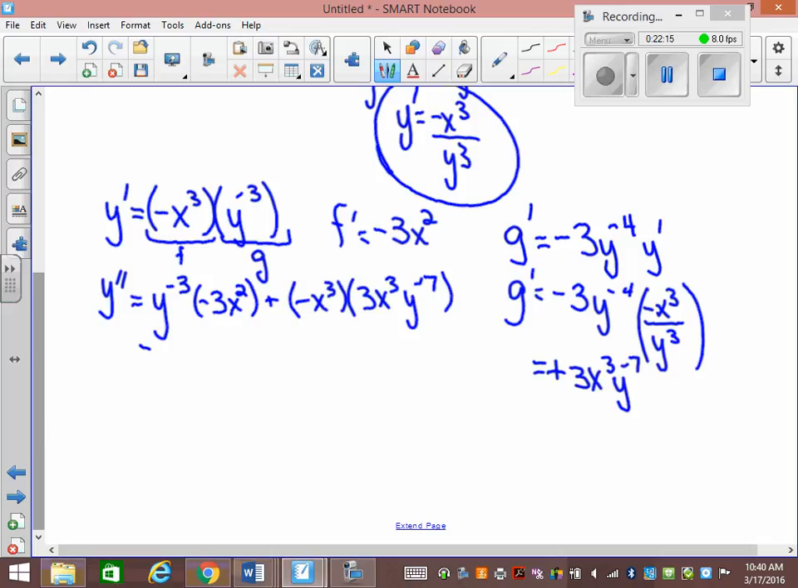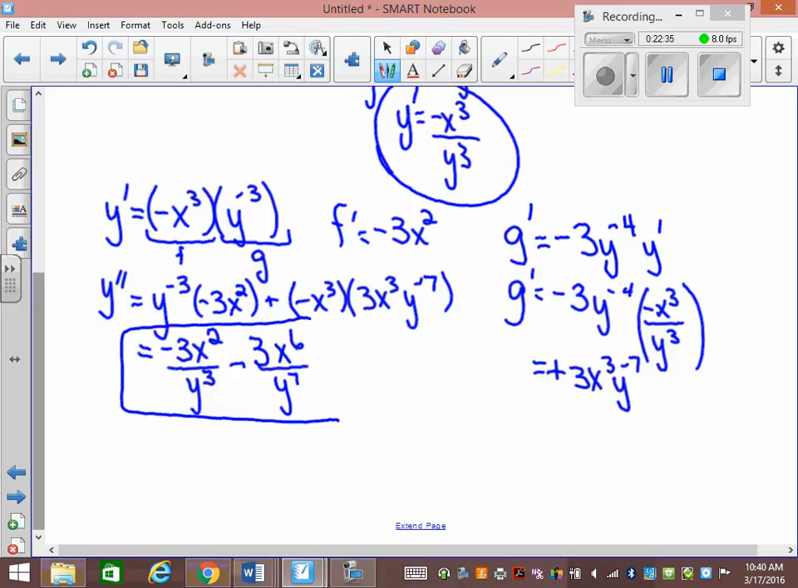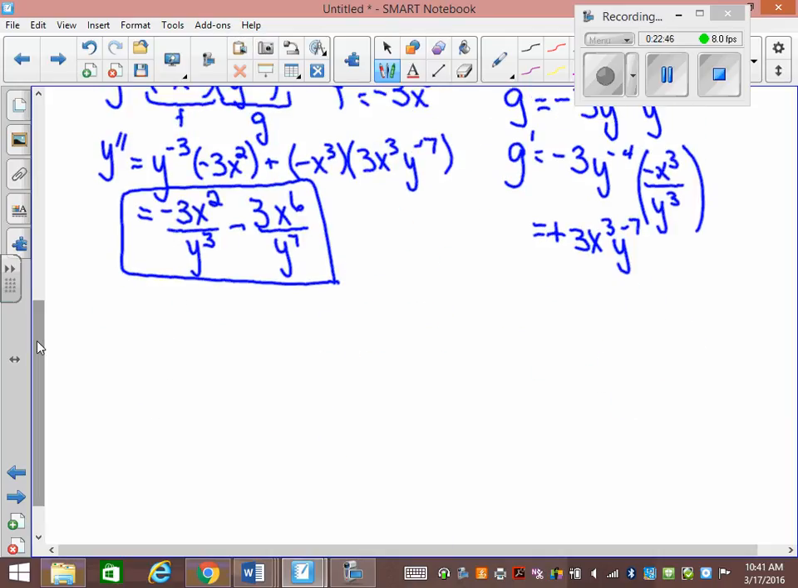So we technically get negative 3x squared over y cubed minus 3 x cubed and x cubed is x to the 6 over y to the 7 then. Could we put these together? Absolutely. We could, with getting a common denominator if we wanted to. I'll show you that, just one more step. When you have monomials on the bottom, it's easier because you can just make this one be y to the 7. If I times this by y to the 4 over y to the 4, it is y to the 7, right?